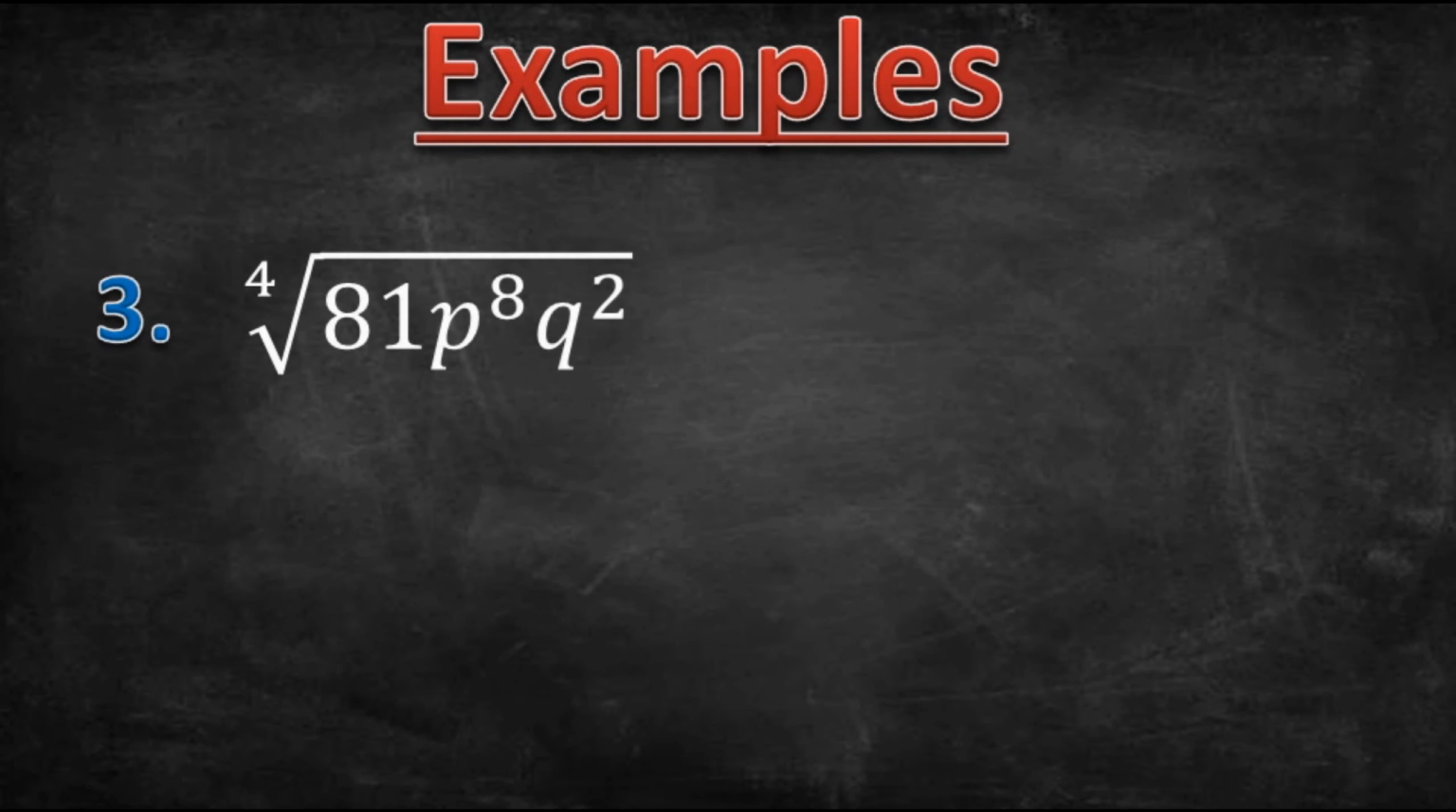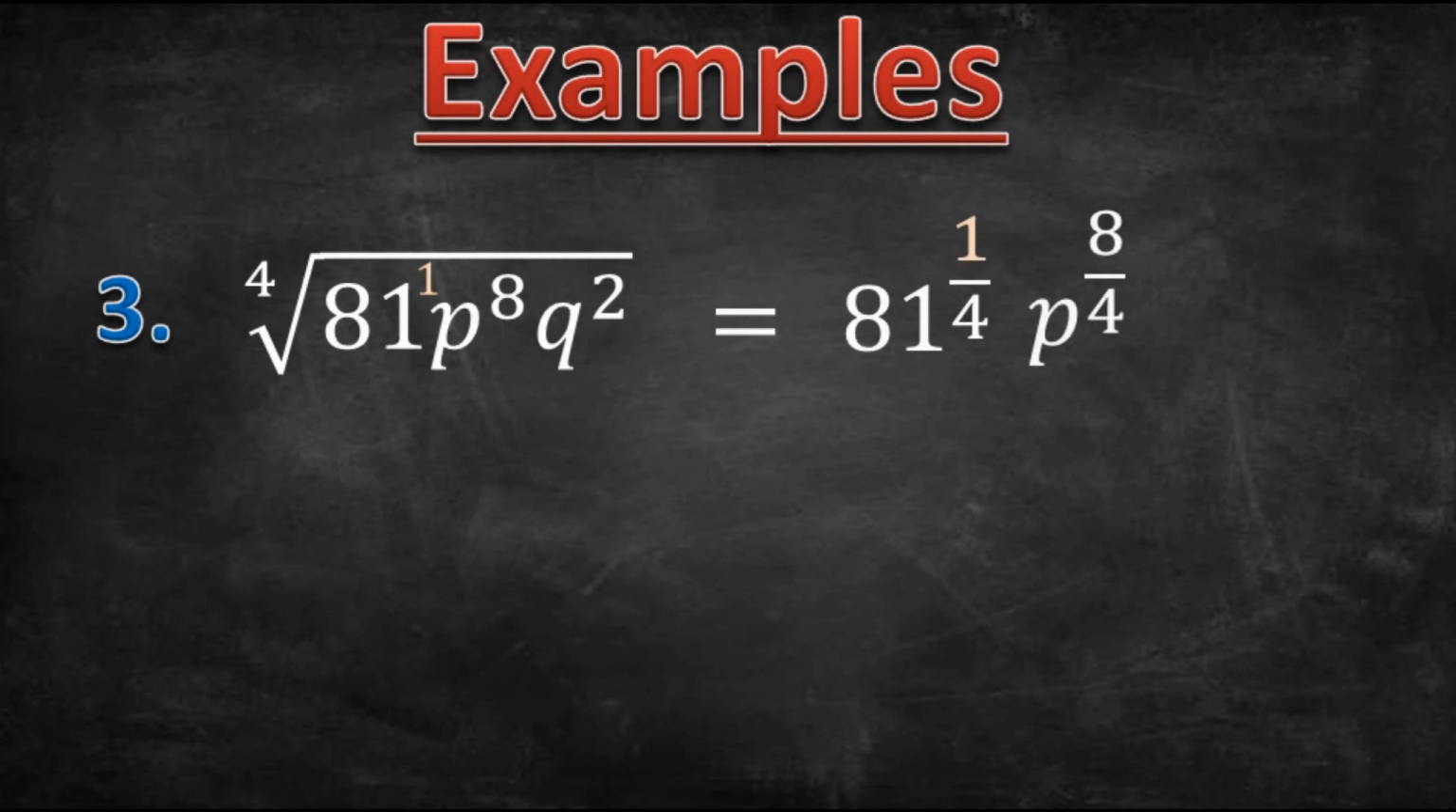So we have the fourth root of 81p to the 8th q squared. The first thing to note here is that 81 has a power of 1 associated with it that we don't write. We can drop the root by applying law 8 and dividing all the powers under the root by 4. So we have 81 to the 1 over 4, p to the 8 over 4, q to the 2 over 4. We can simplify the 81 to the 1 over 4 by taking prime factors of 81.